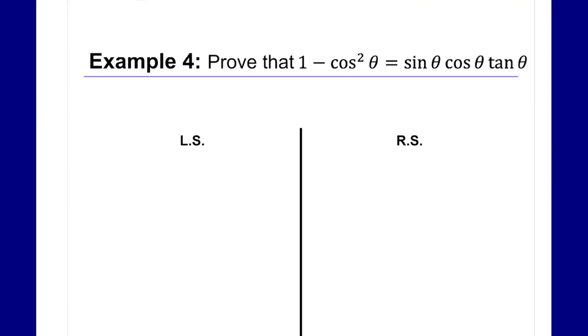Example 4. Okay, now we're getting a little bit more complicated. So 1 minus cos squared theta equals sine theta times cos theta times tan theta. Cool. All right, so let's start off with our left side. Let's just write out our left side, 1 minus cos squared theta. On the right side, we have sine theta times cos theta times tan theta.